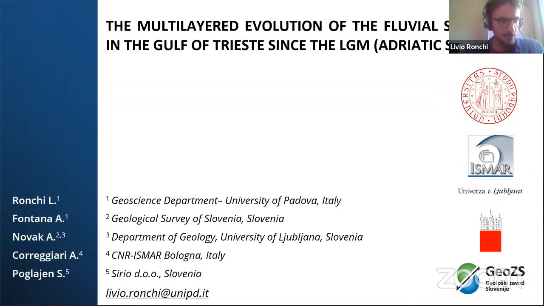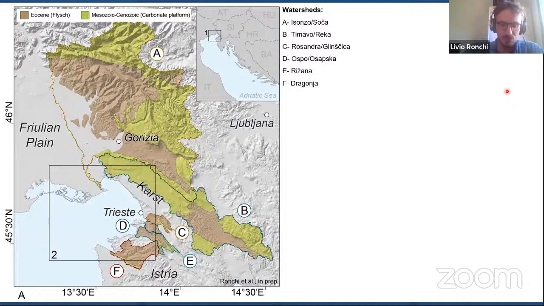Good morning, everybody. I'm Livio Ronchi from Padova University. I'm presenting this work on behalf of my colleagues. It's about the terrestrial graph and its evolution during the last glacial maximum, before its submersion. Now I'm going to give you some hints about the area. We're talking about Italy, the Adriatic Sea. So this is the area we are talking about.